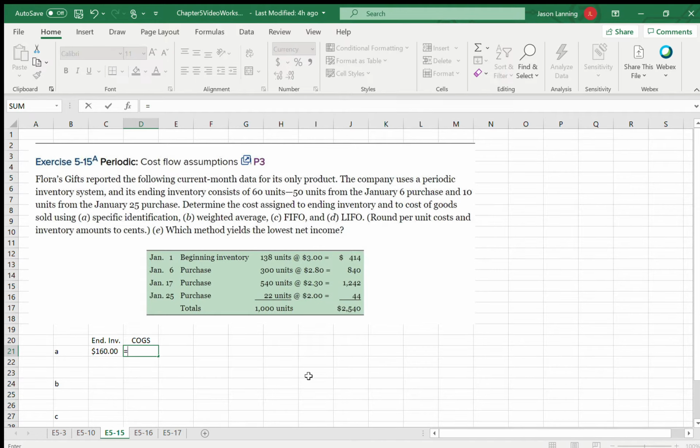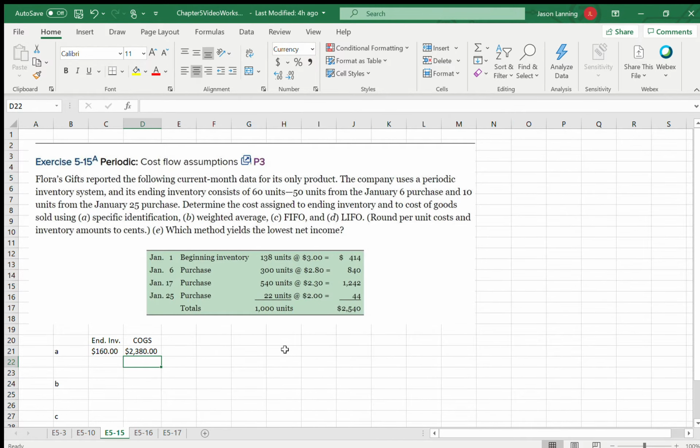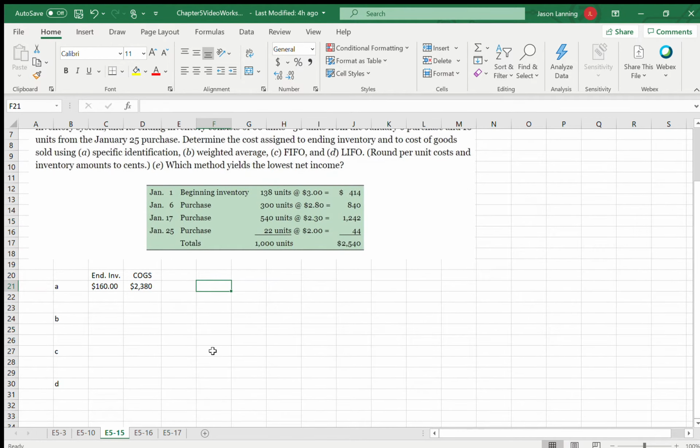So it's going to be the 2540 that we had available for sale minus what we have left in ending inventory. And this gives us our cost of goods sold, 23. We don't need the cents there, I guess. 2380. Okay.